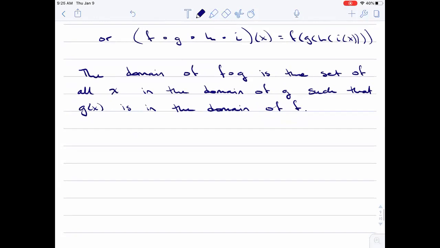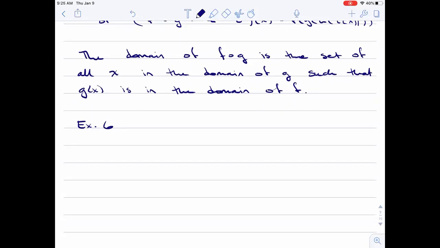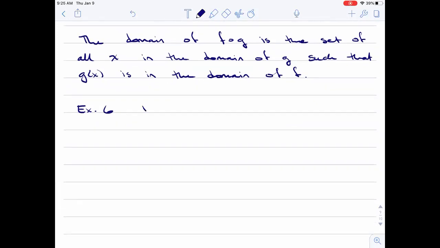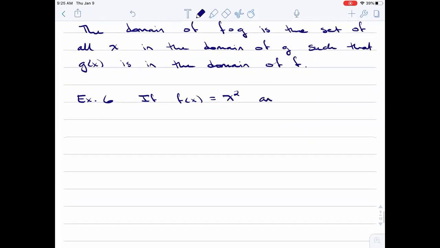All right, let's do an example. It's example 6, and I just steal these from the textbook. If f of x is x squared and g of x is x minus 3, find f composed with g and g composed with f. So I'll give you guys a little bit of time to do that while I clean this up.